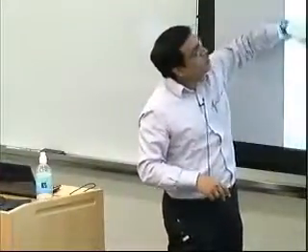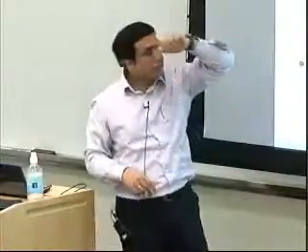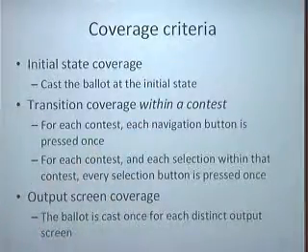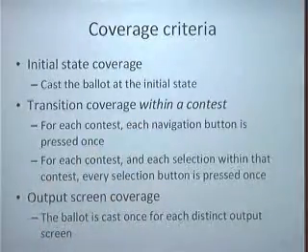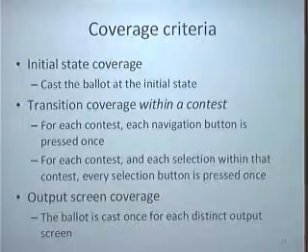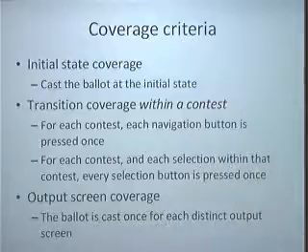Then the next has to do with transition coverage. And the key is this is transition coverage within the state machine for a single contest. Okay, so the idea here is if you look at the state machine for one contest, you must press each navigation button from that contest. You should press next and you should press previous.